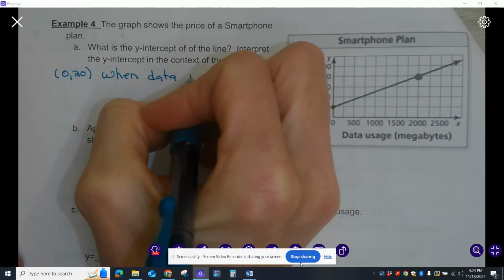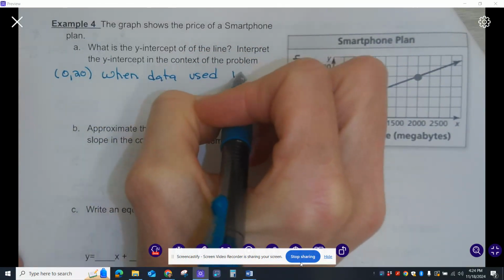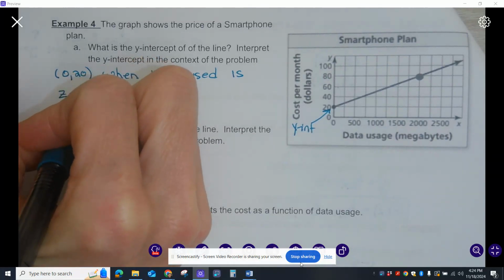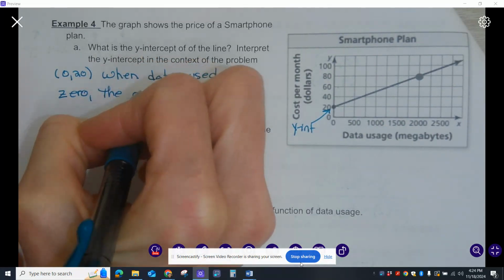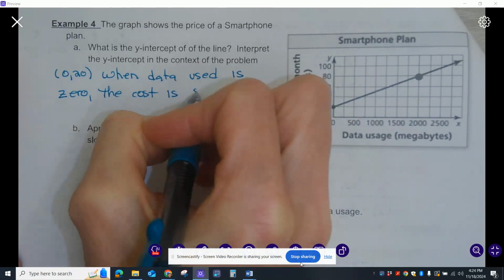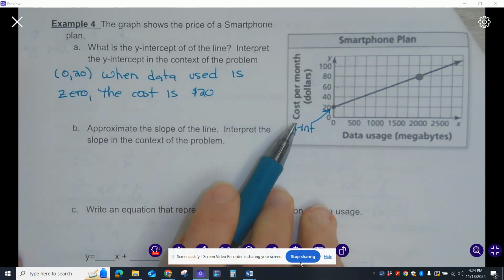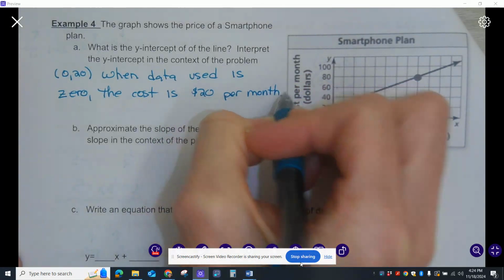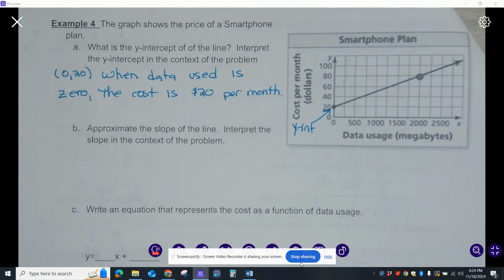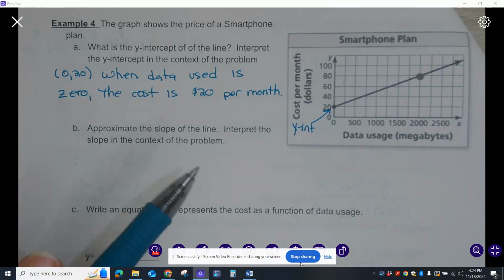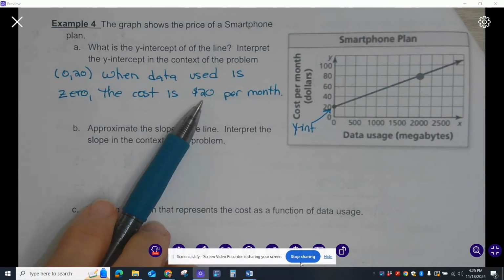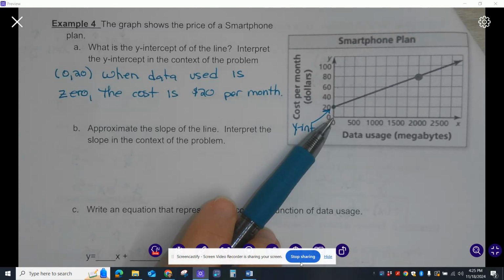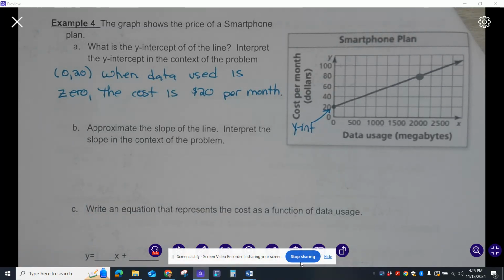When data used, I'm going to say used, is 0, the cost is $20, and then this is per month. You could also say when you've used no data, the cost is $20 per month. So that's kind of like a starting fee. You're paying $20 per month even before you start using data. You could also say at the beginning, before you started using data, the cost is $20 per month.